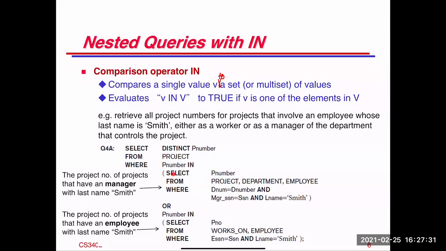We have these two inner queries here, these two inner select statements. If you just execute this one on the company database, you'll get all the project numbers that are managed by someone with the last name Smith.